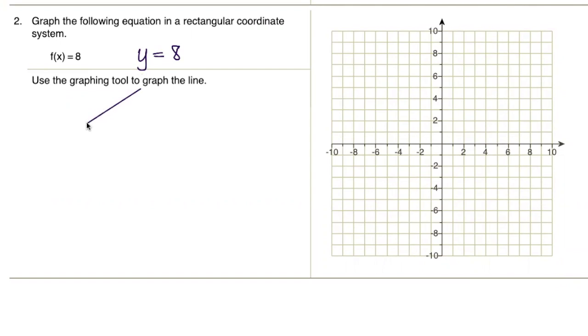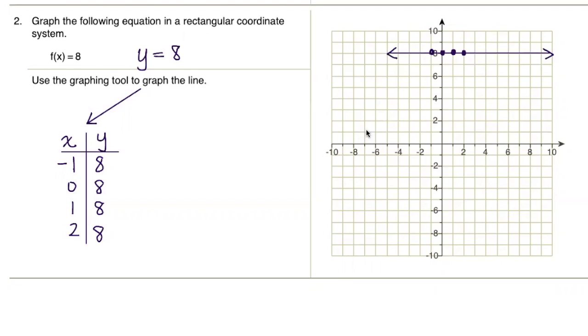To graph y equals 8, you could make a table of values like you saw in our previous video, where I picked x values and then calculated y values. But here's the thing. I can pick any x values I want because x doesn't even appear in the equation. What it tells me is this is a constant function. The output is always 8. And you can draw this line then by plotting those points. And that gives you this horizontal line.